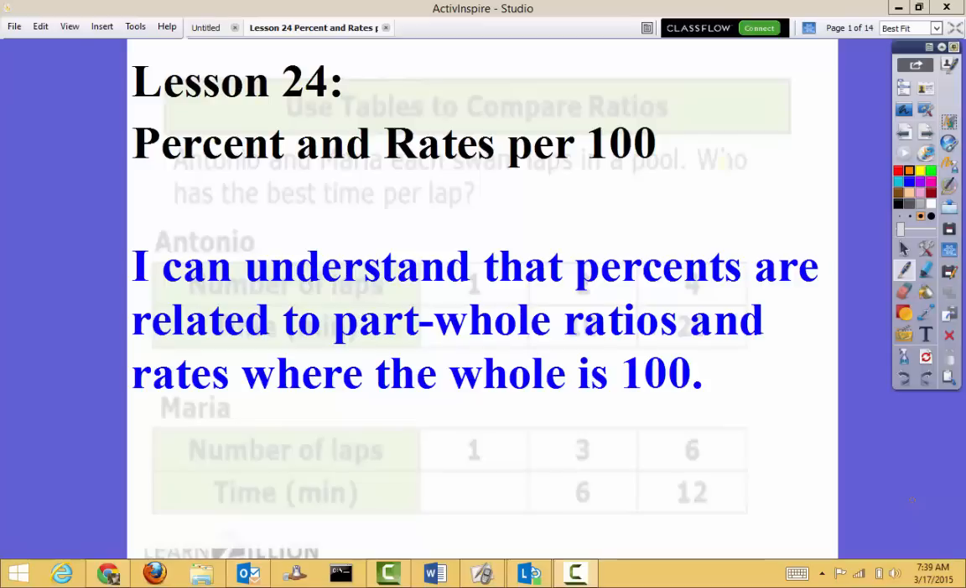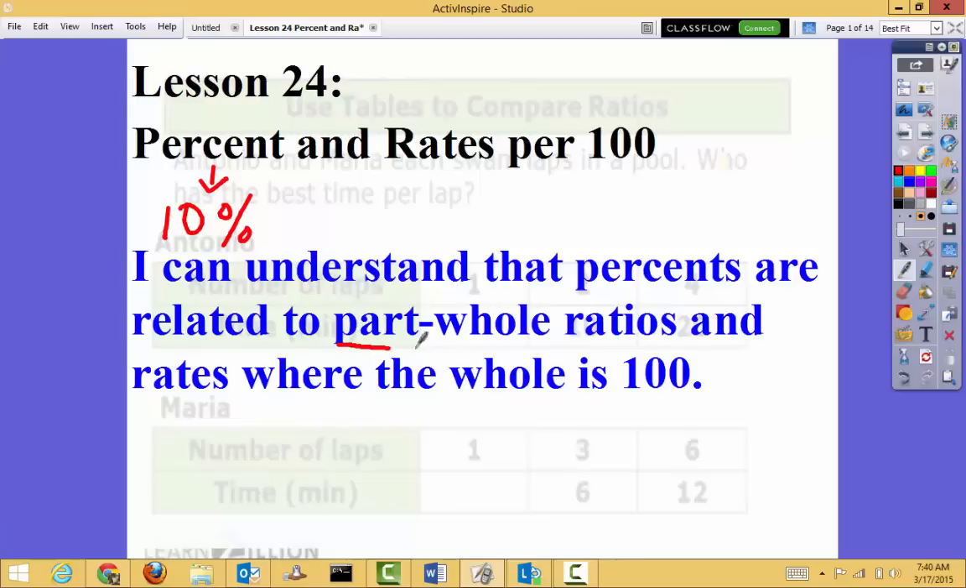So today we're on lesson 24, percent and rates per 100. I can understand that percents are related to part-whole ratios and rates where the whole is 100. This is going to be our last main idea that we explore in our ratios unit, this idea of a percent. You've probably seen percents many times in your life, like 10%, 20% off. So that's what we're going to be working on today.